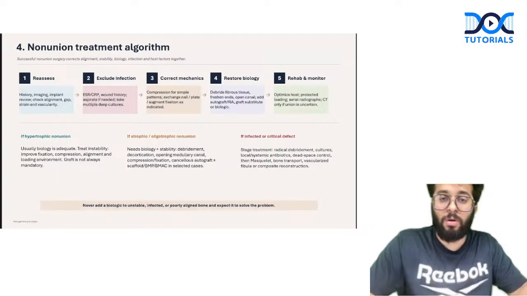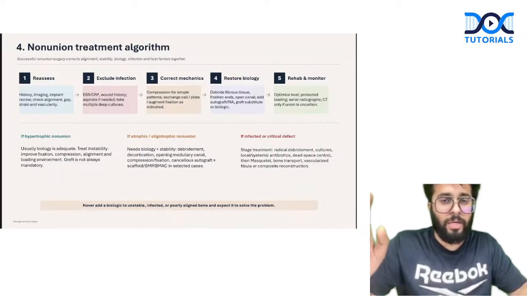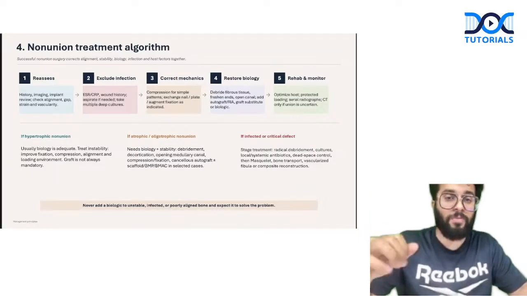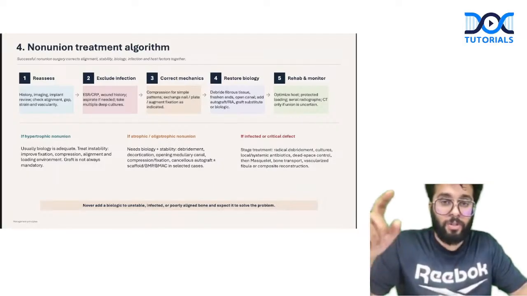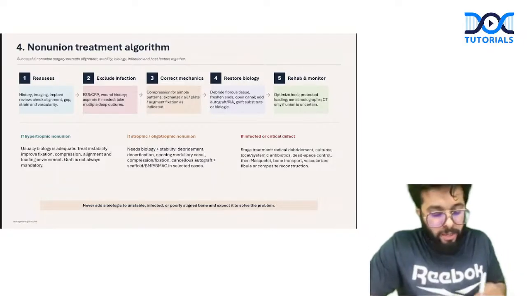Restoring biology is very important when the biology is compromised, especially in case of atrophic or oligotrophic non-union. You debride always and always whenever you're redoing a procedure in case of non-union: debride, ream. If you are doing a renail, ream, debride the fibrous tissue. The bone ends have to be freshened so that bleeding points are seen. You have to open the canal, you have to ream it, right? At times you might require to do RIA.